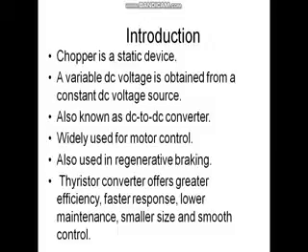What do you mean by chopper? A chopper is a device that converts fixed DC voltage into variable DC voltage. It is a static device, known as a DC to DC converter. It is widely used for speed control of DC motors and also in regenerative braking.